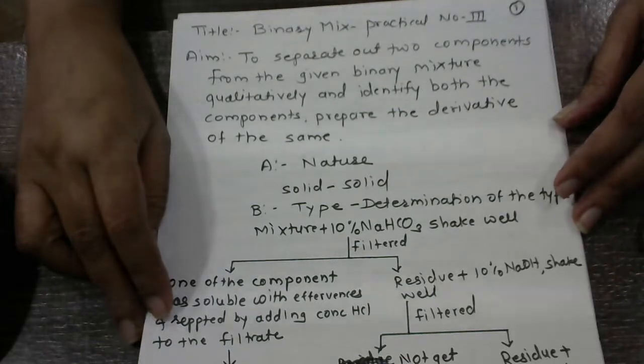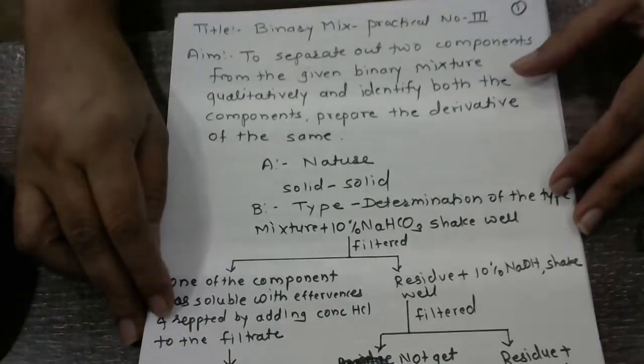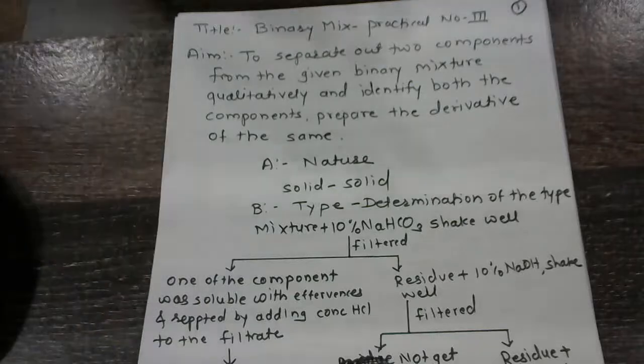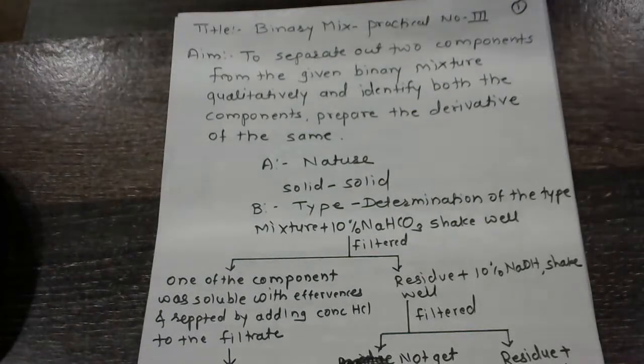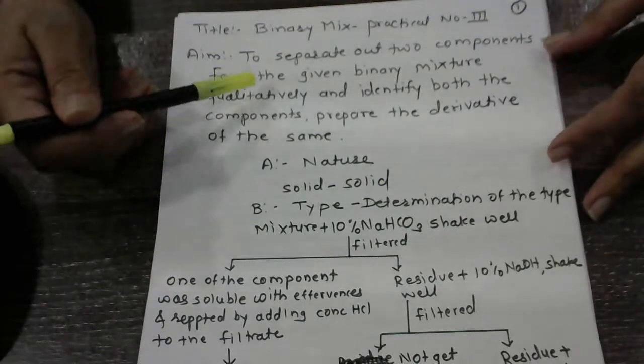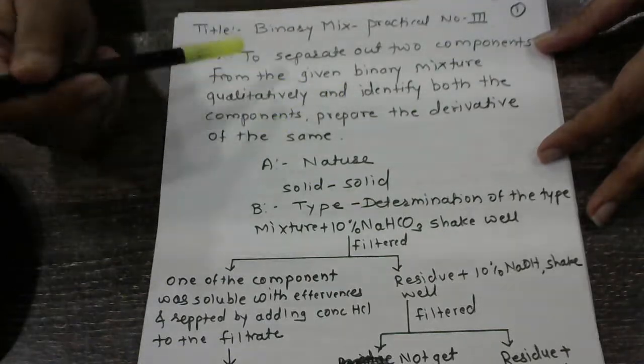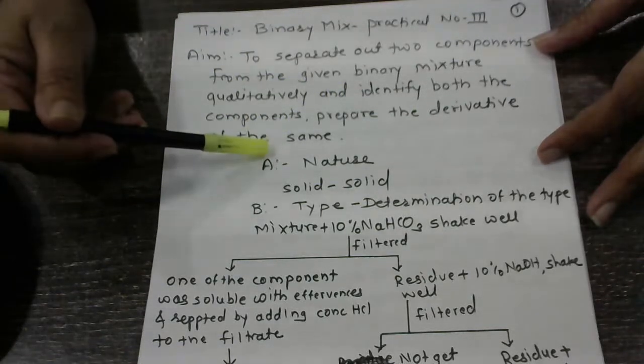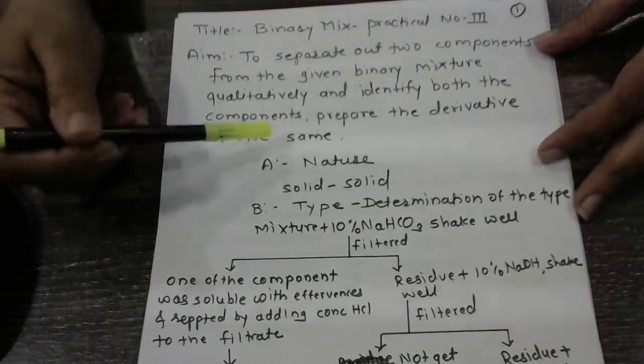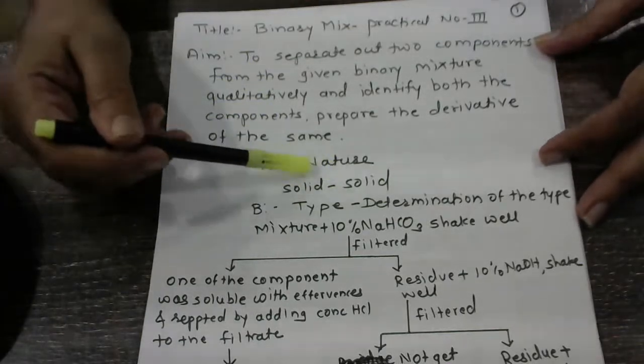Hello guys. Now start next practical from binary mixture. Practical number 3. Aim: to separate out two components from the given binary mixture qualitatively and identify both the components. Prepare the derivative of the same. Now the first step is nature. Solid. This is the nature.